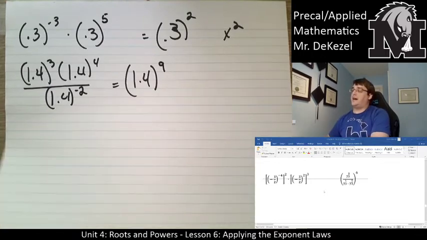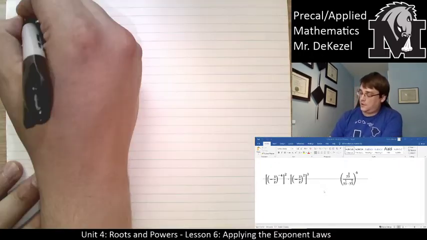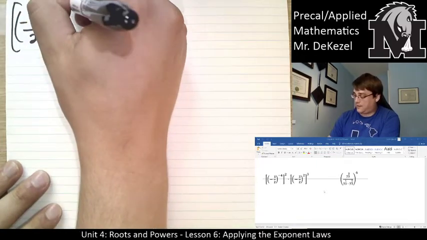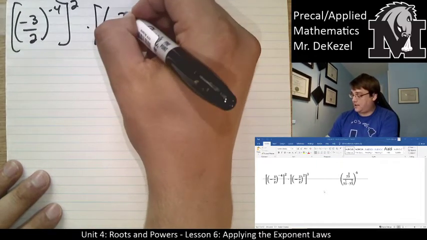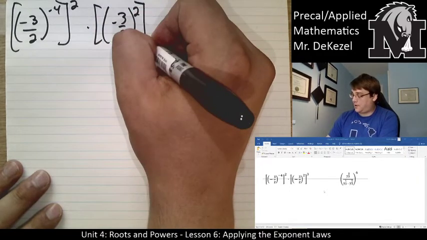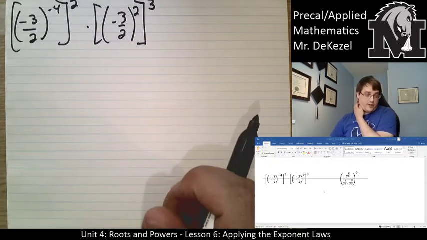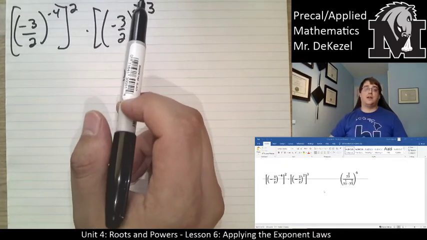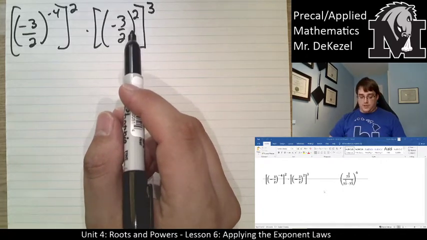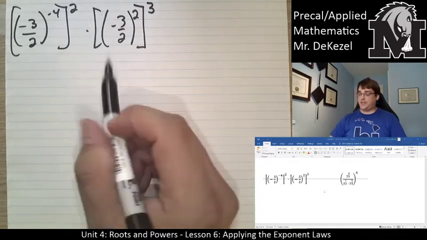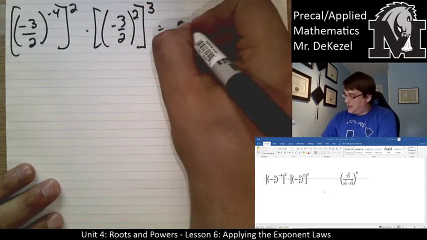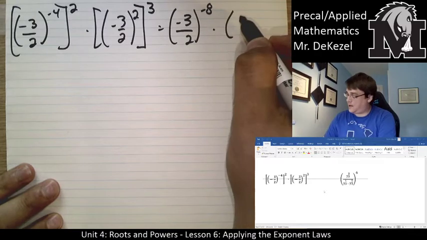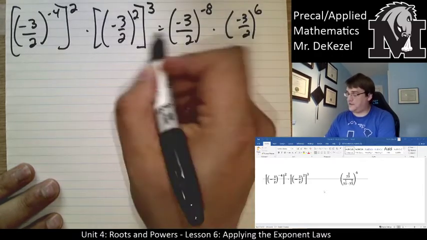So in the first one, we have negative 3 halves to the power of negative 4, all to the power of 2, multiplied by negative 3 halves to the power of 2, all to the power of 3. What we need to do first is work through these exponents into our brackets so that we can get to something that we can actually add together. When we have an exponent of an exponent, we multiply them together. So this would give us negative 3 halves to the power of negative 8, since negative 4 times 2 is negative 8, multiplied by negative 3 halves to the power of 6, since 2 times 3 is 6.